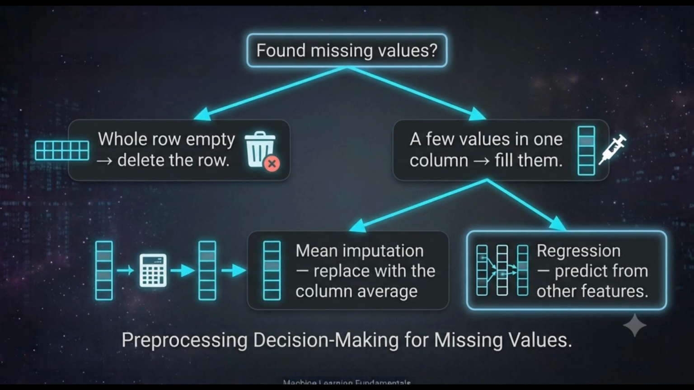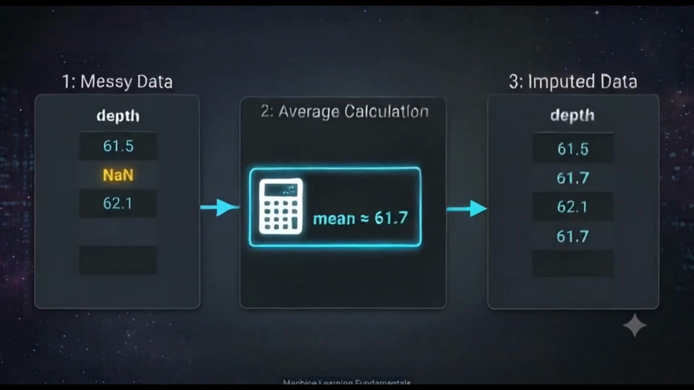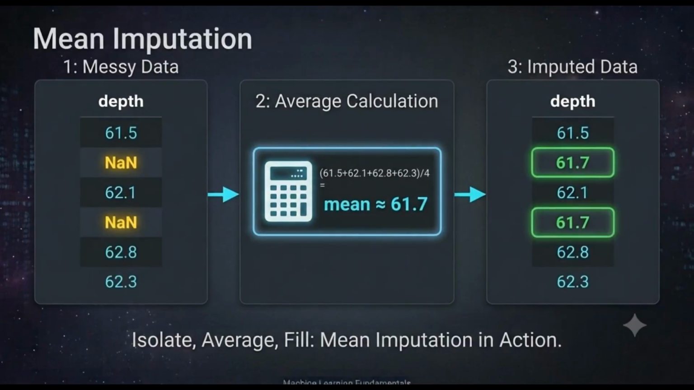Mean imputation, step by step. Let's walk through mean imputation on a real column so it stops being abstract. Take the depth feature in our messy diamonds file. Suppose it has 2 missing values out of nearly 54,000 rows. 2 missing values out of 54,000 is basically nothing, far less than 1%, so deleting those rows would be fine too. But it's the perfect tiny example to learn the technique.